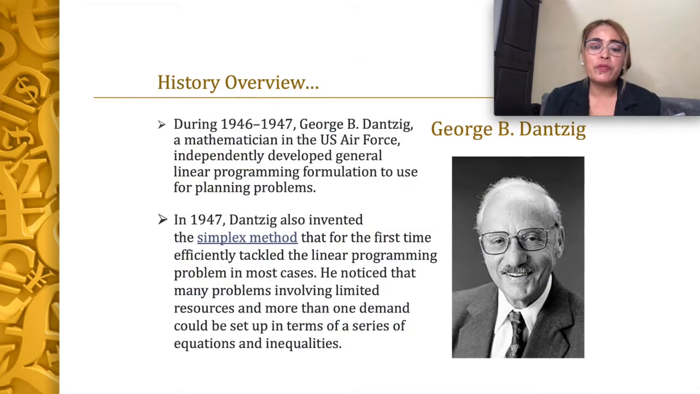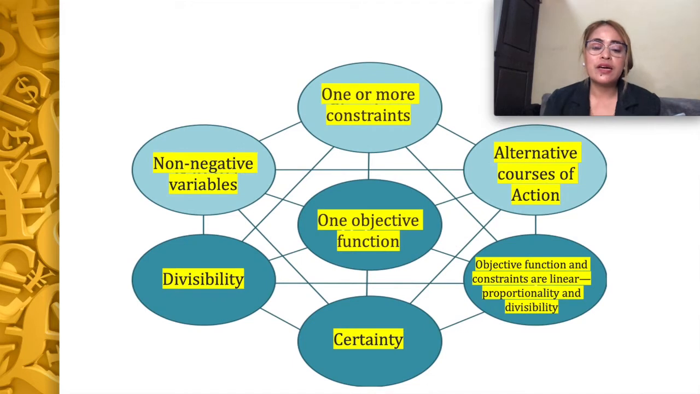Now, what are the properties and assumptions of a linear programming problem? A linear programming problem must have one objective function, one or more constraints, and alternative courses of action. The objective function and constraints are linear, with the assumptions of proportionality, divisibility, certainty, and non-negative variables.